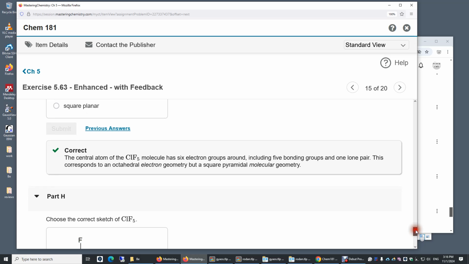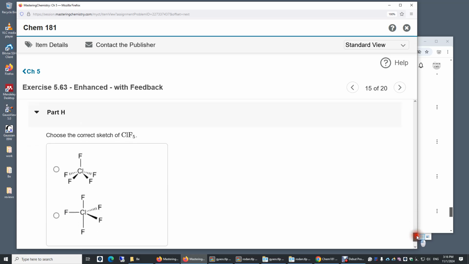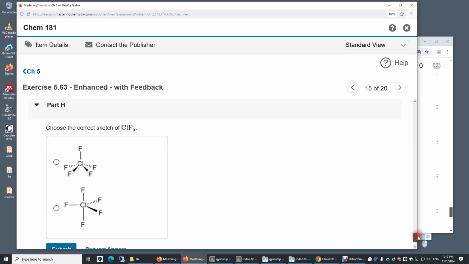Alright, and now the sketch of ClF5. Alright, so we're going to choose this one. Actually, there's a lone pair below chlorine. It's just that in the molecular geometry we do not plot the lone pair electrons.